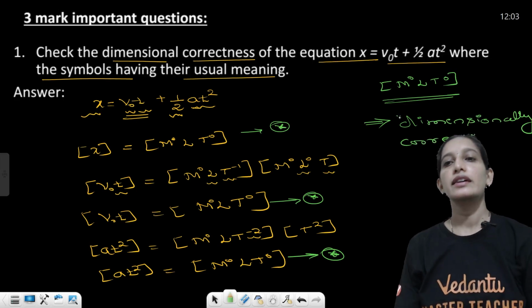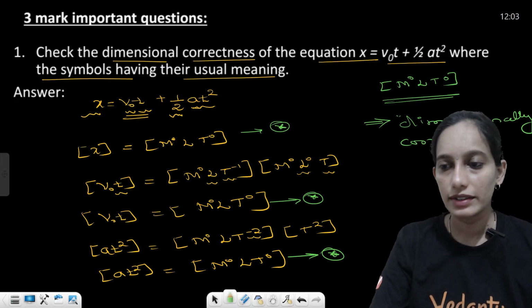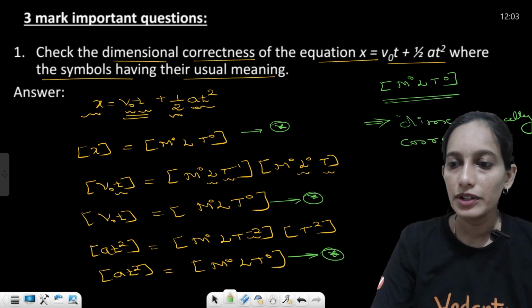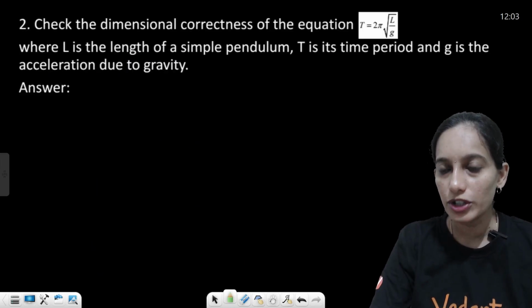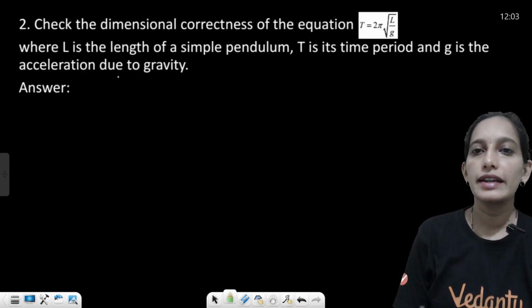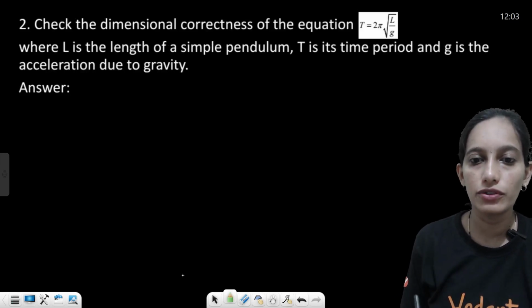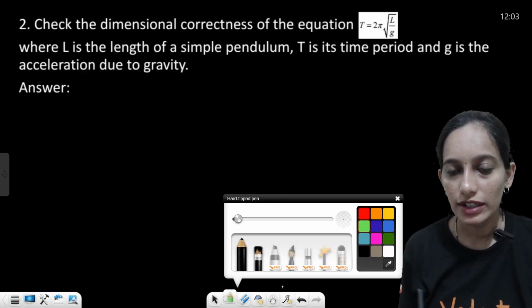Okay, we can say that it is dimensionally correct. Hope it is clear. We'll move on to the next question in 3 marks. Again, one equation is given and we have to find out the dimensional consistency.